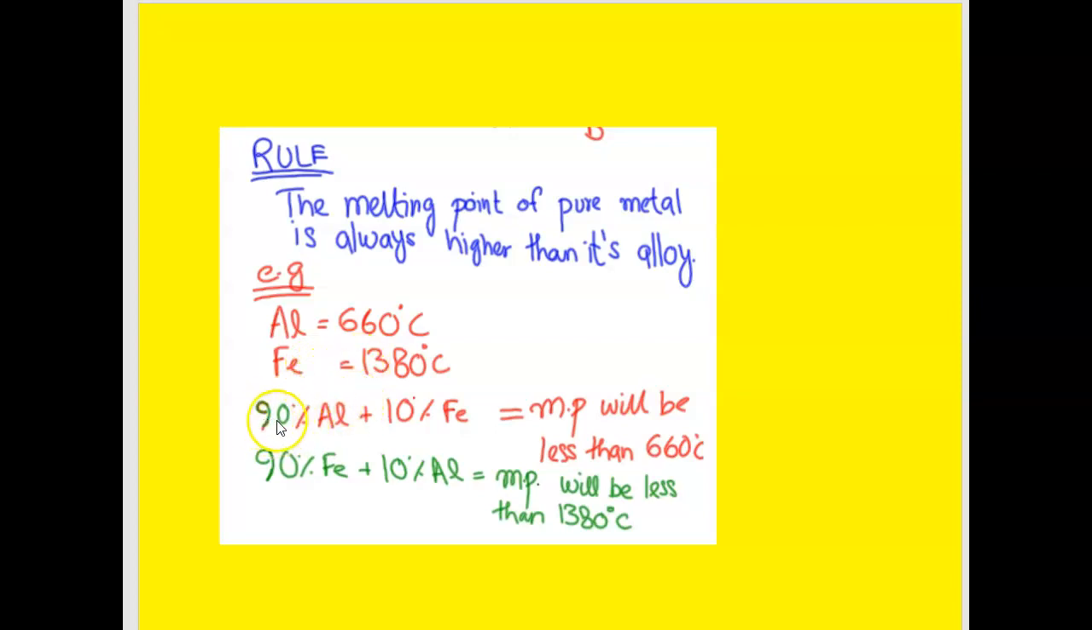If you add 90% aluminium plus 10% iron, the melting point will be less than 660. If you add 90% iron plus 10% aluminium, the melting point will be less than 1380. This makes sense. Yeah, this makes sense. But that one doesn't make sense. Even though the melting point of the iron is a lot higher and you're adding something of a high melting point, it should increase. It does not.